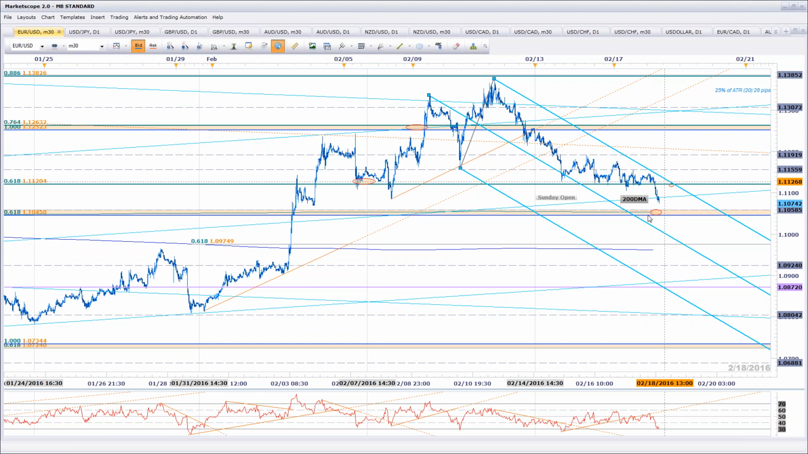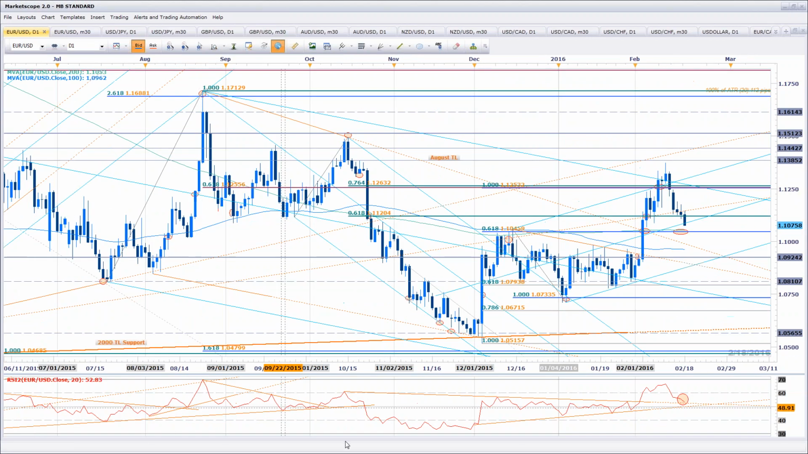I think this would be a nice entry. If we get the long trigger, I really do like a more breakout play to the upside. Remember, the broader trade for Euro, at least for me, is still looking for a nice push higher here.